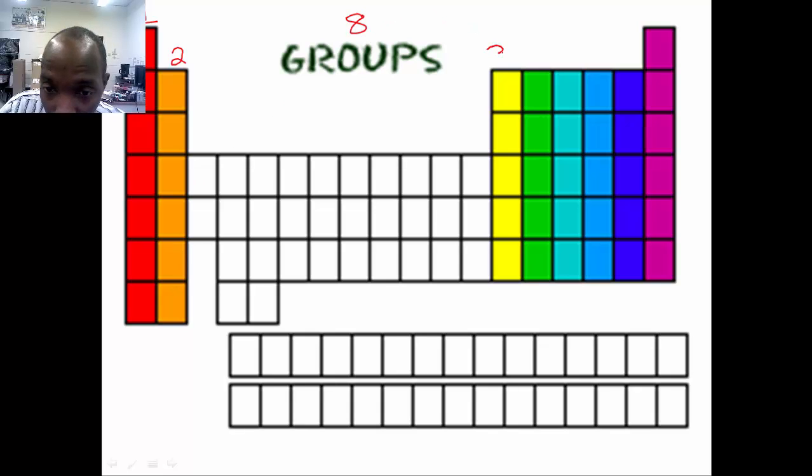All the elements in group 3 have 3 valence electrons. All the elements in group 4 have 4 valence electrons. All the elements in group 5 have 5 valence electrons. All the elements in group 6 have 6 valence electrons. All the elements in group 7, and I do apologize, the group numbers are called 13, 14, 15, 16, and 17. And all the elements in group 18 have 8 valence electrons.